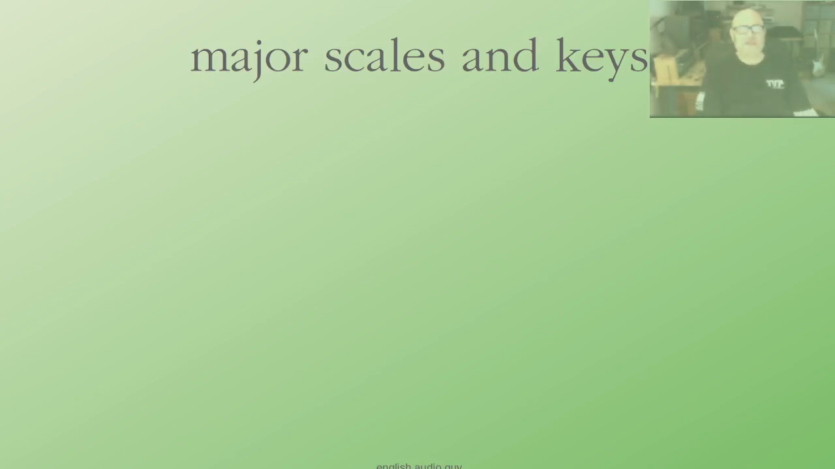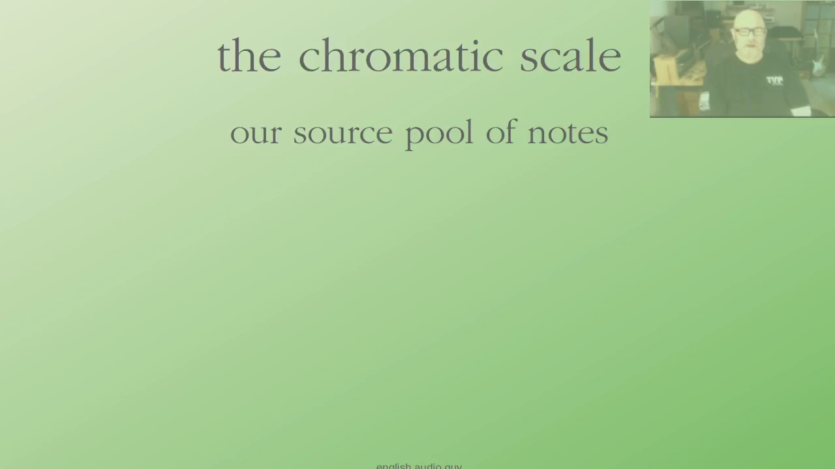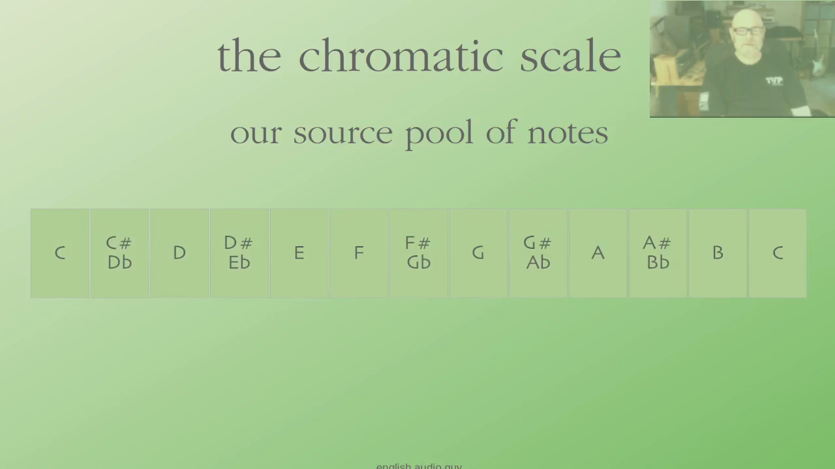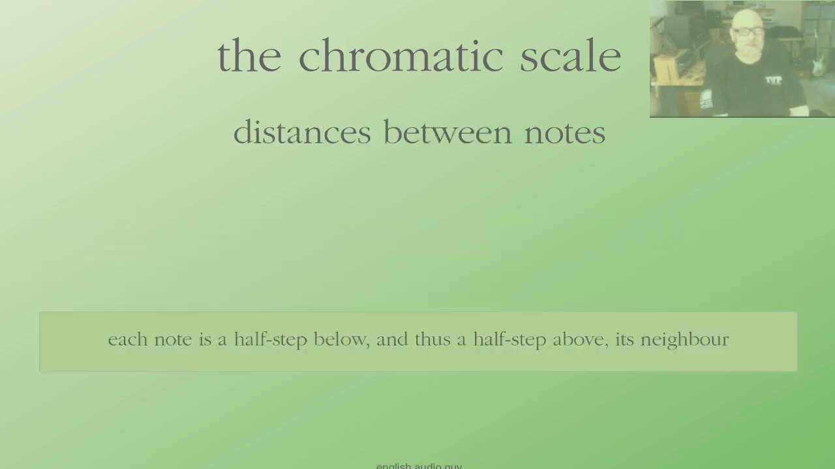Okay, major scales. We start off with the chromatic scale. It's our source pool of notes, kind of like an alphabet from which we can create words. Starting on C, these are the notes in the C chromatic scale. So here's the chromatic scale starting on C. You can see there are 12 notes. When you get to the 13th note, you're back at C, and that's called an octave.